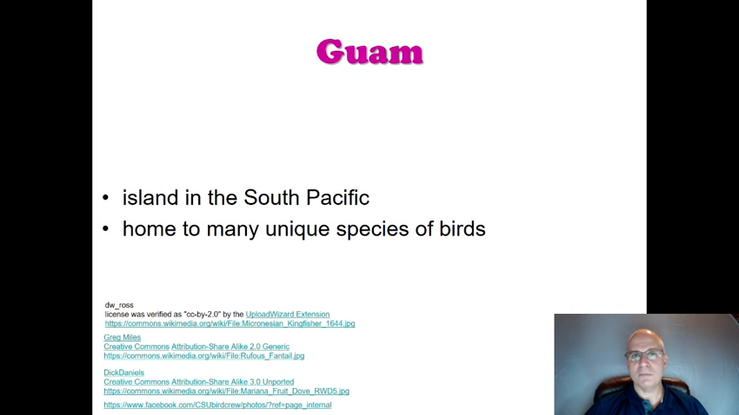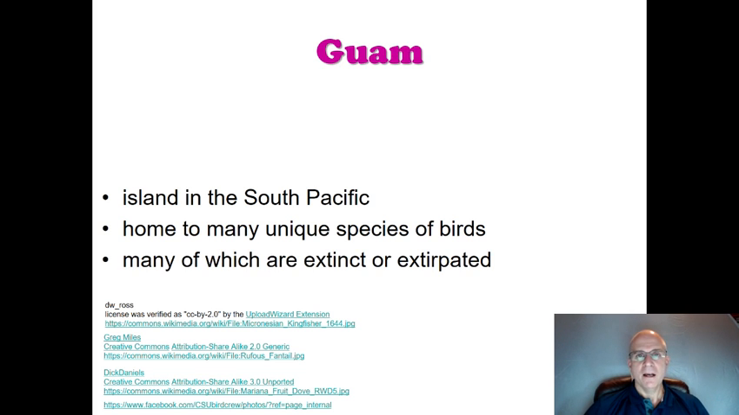So the island of Guam was home to many unique species, some of which were only found on Guam, some of which were found only on the surrounding islands. But when the brown tree snake was introduced into the island in the 1950s, many of the species of birds became extinct or were extirpated.